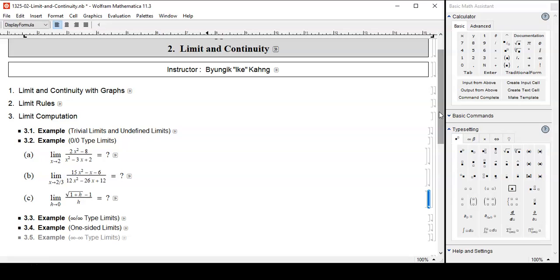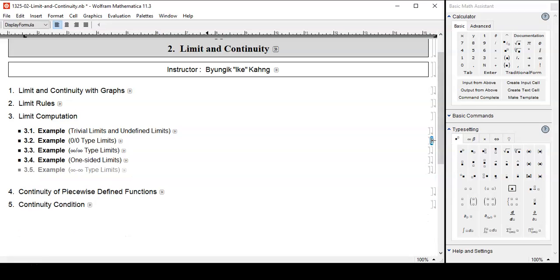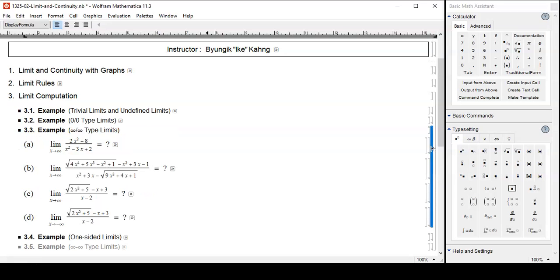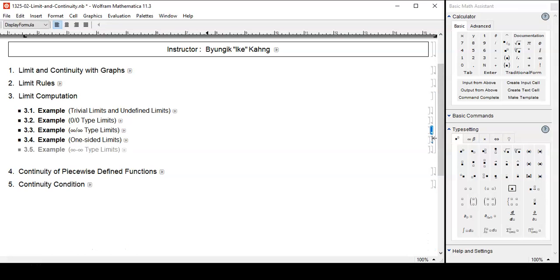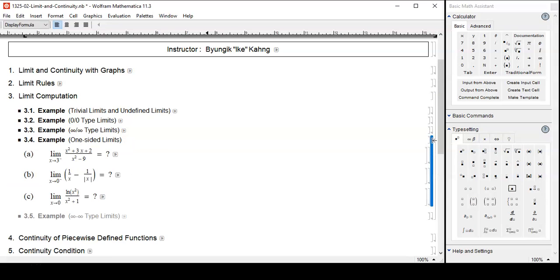Okay, so much for 0 over 0 type limits. And next I have infinity over infinity type limits, but this is going to be a longer topic, so I'd much rather do this in a second video. So instead, let's take a bit of time to talk about this example, 3.4, one-sided limits.